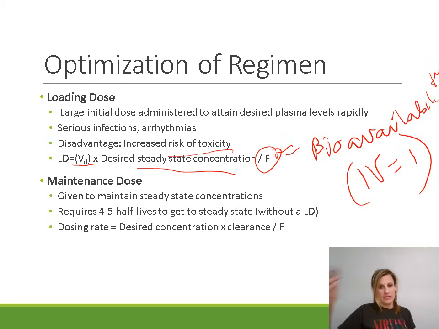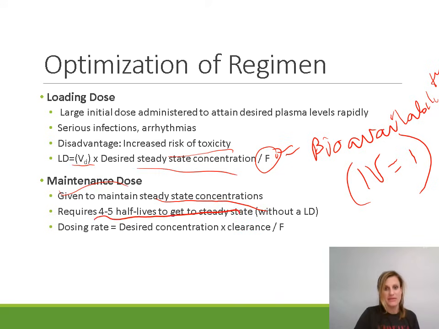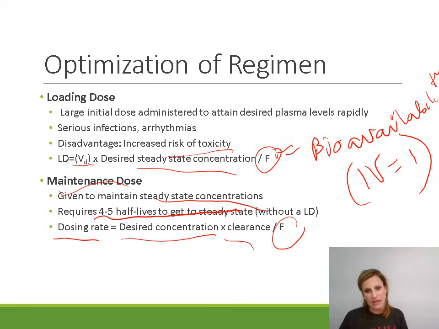After the loading dose is given to really quickly get you up to a high concentration, then the maintenance dose is given regularly in order to maintain steady state concentrations. Without a loading dose, it requires 4 to 5 half-lives to get to steady state. Okay, so you've got to give that maintenance dose numerous times before you're at steady state concentrations if you don't give a loading dose, which again is typically fine. The dosing rate is the desired concentration times the clearance of the drug over bioavailability.